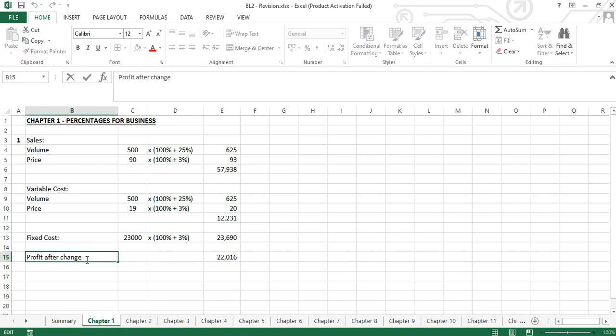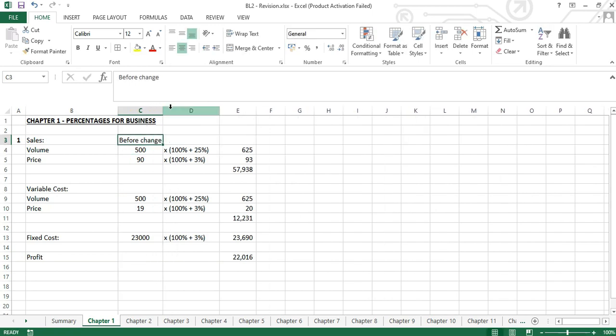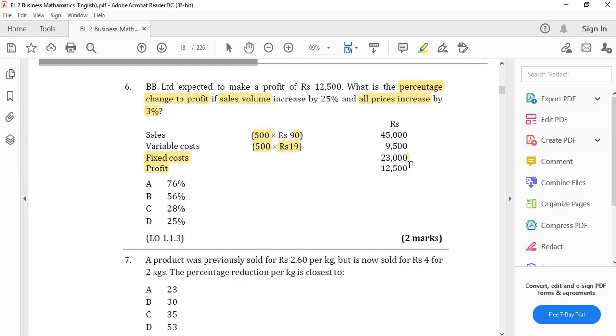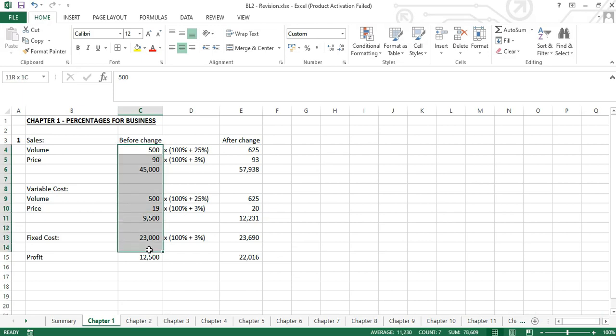And let me reword it here as before the change and after the change. So before the change, we have to still multiply price into volume to get the total of each. And then we should use them to calculate our current profit, which is sales minus variable cost minus fixed cost, 12,500. So they've already given that, and that they've obtained using the before change figures.